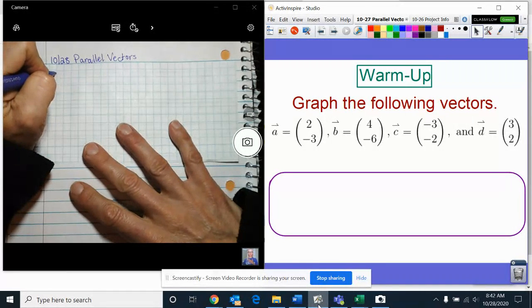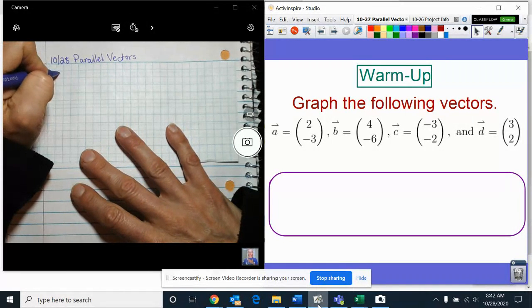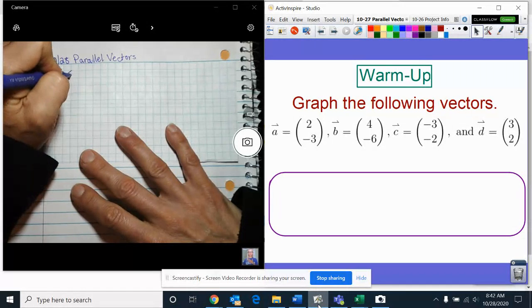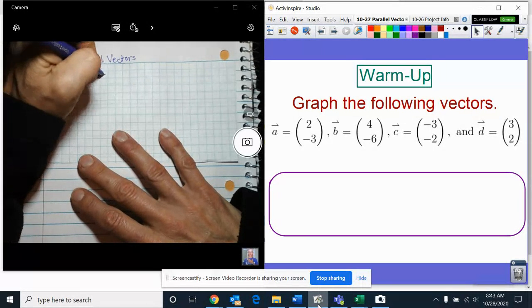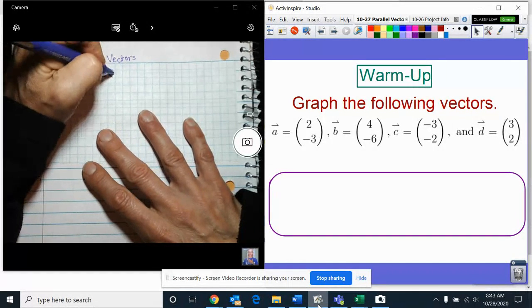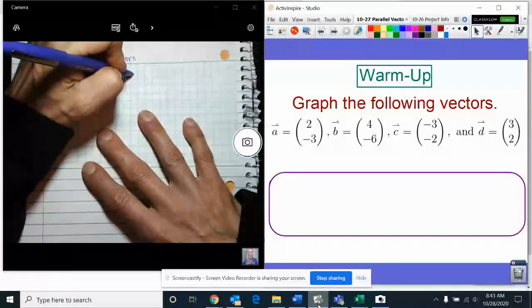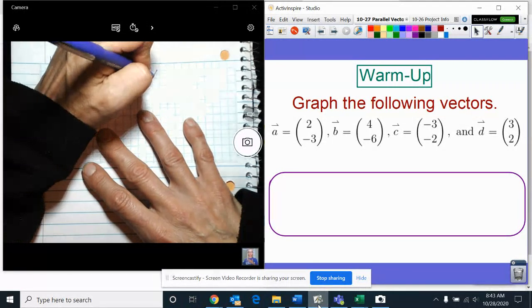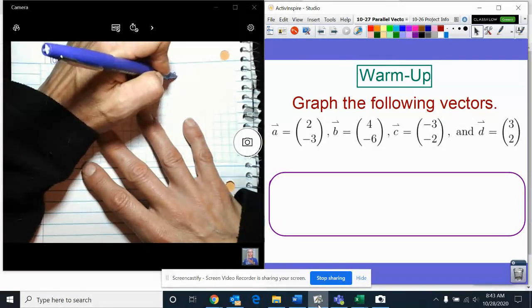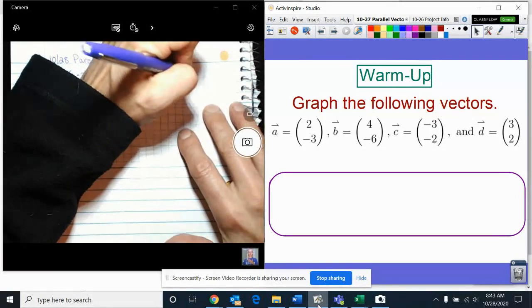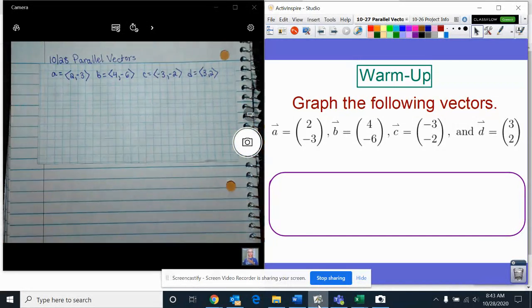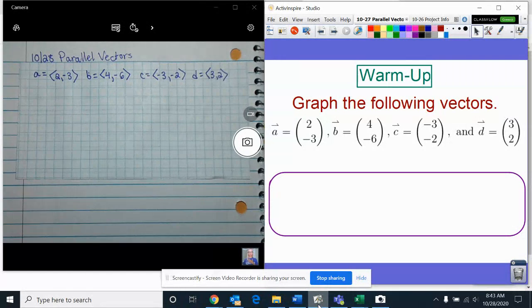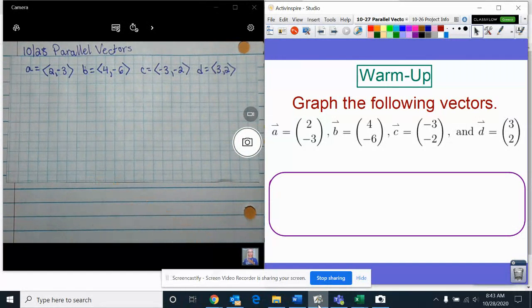I'm going to start by writing down these four vectors. A is 2, -3. Notice the notation I am using. You are welcome to use whatever notation is comfortable to you. Okay, so once you have those vectors written down, let's look at where they are on a graph.